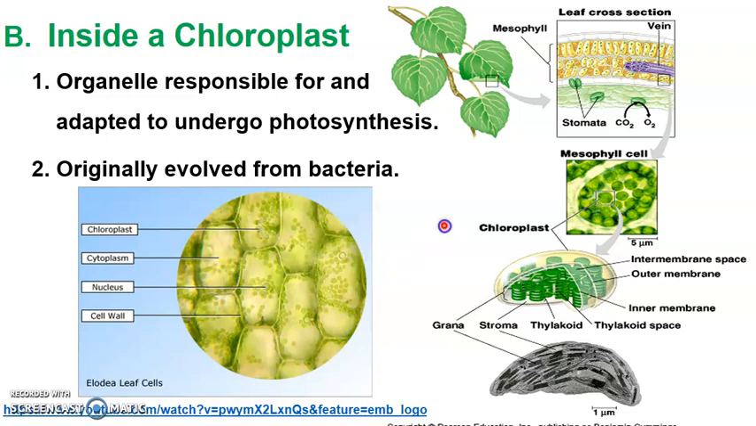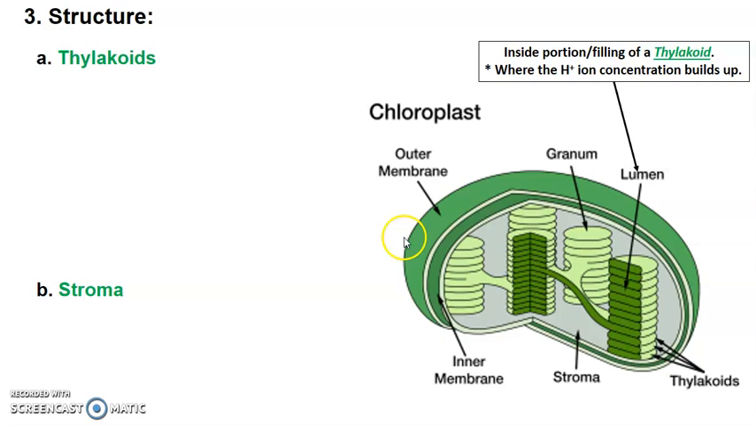All right, so let's look at the minute structures of the chloroplast itself. So here's a generic diagram of the chloroplast. First, I want you to see that there's both an outer membrane, so there's an outer lipid bilayer, and then there's a second lipid bilayer internally, an inner membrane. So instead of a cell wall and a cell membrane, it has two lipid bilayers for added protection for the interior components.